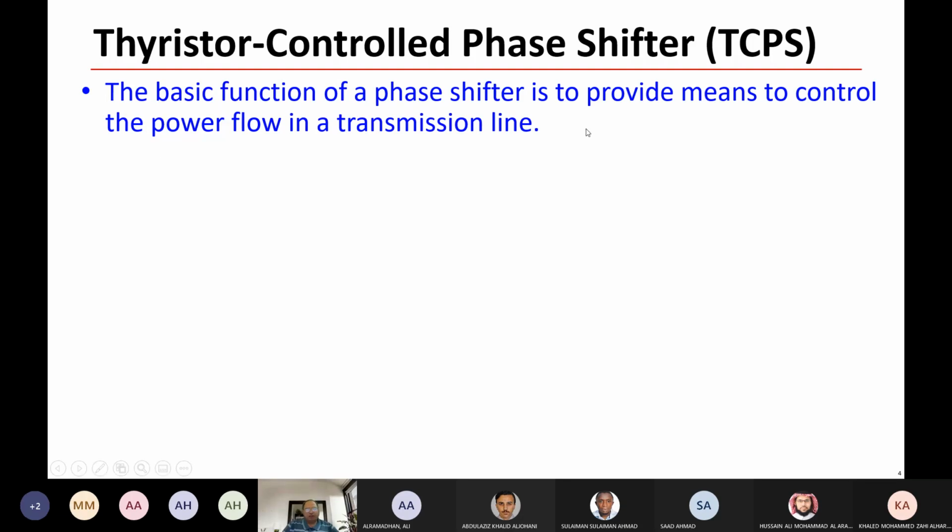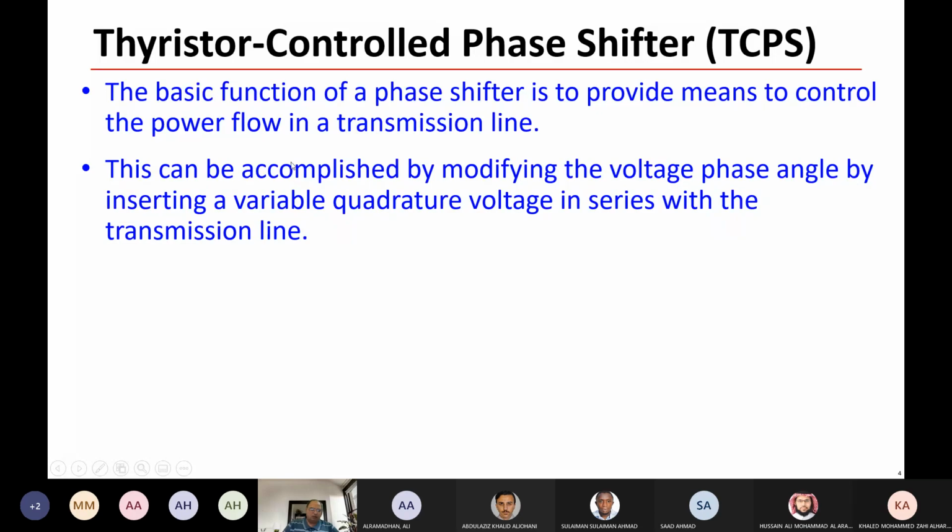The basic function of the phase shifter is to provide means to control the power flow in a transmission line. This control depends on the phase angles. This can be accomplished by modifying the voltage phase angle. The phase angle has nothing to do with the voltage magnitude, but we change the phase angle by inserting a variable quadrature voltage in series with the transmission line.